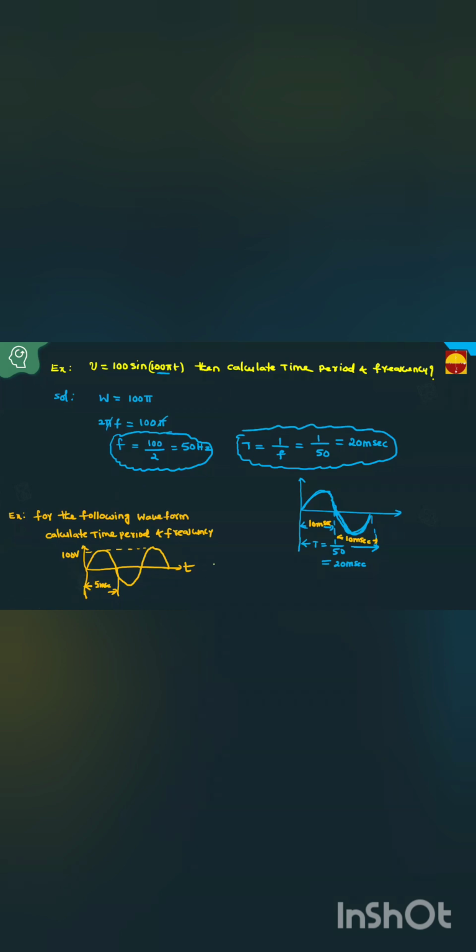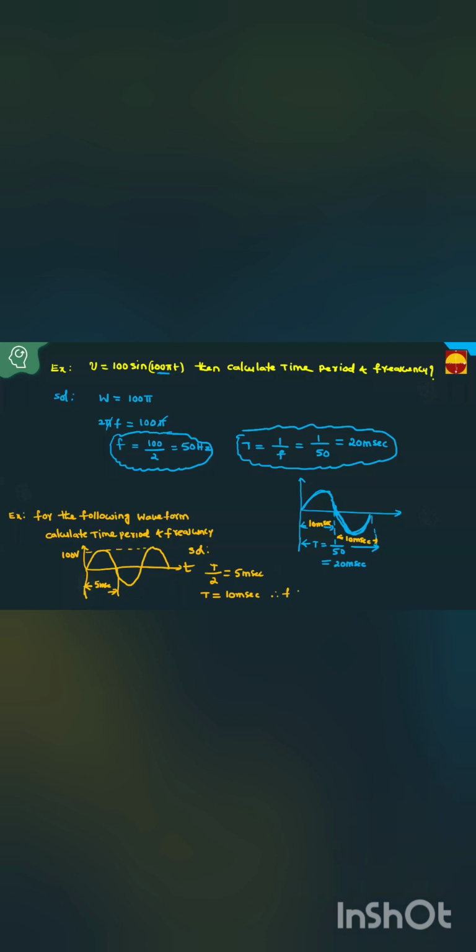Here given is the half cycle time period, that is T by 2 equal to 5 milliseconds. Then what is T equal to? 10 milliseconds. T by 2, the half cycle time period, is 5 milliseconds, so T equal to 10 milliseconds.